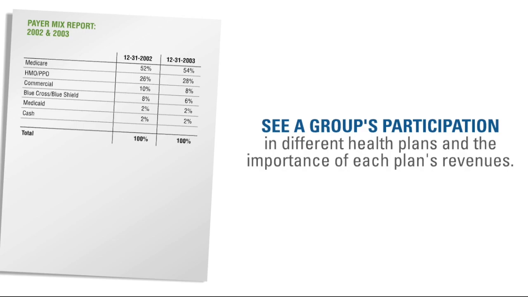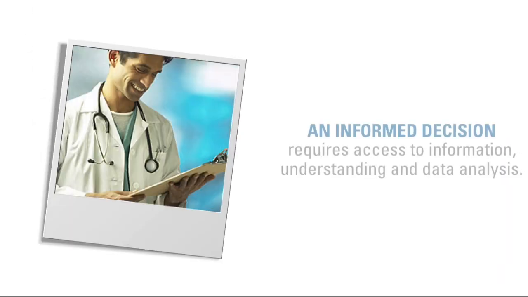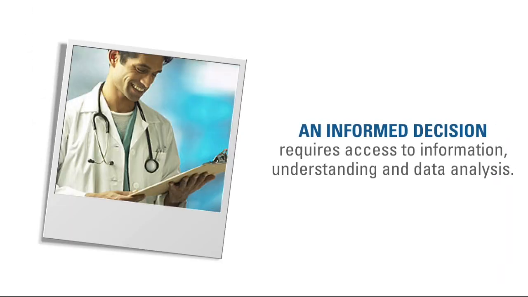These reports provide insight into the group's participation in major health plans and the relative importance of each to the group in terms of revenues. Since some payer types lead to significantly higher contractual allowances and slower payment for services, this report can assist in determining the underlying drivers of contractual adjustments and aging of accounts receivable.